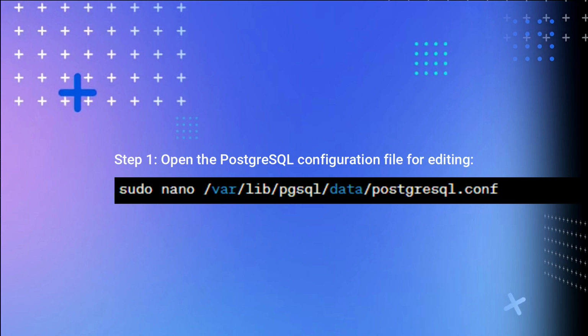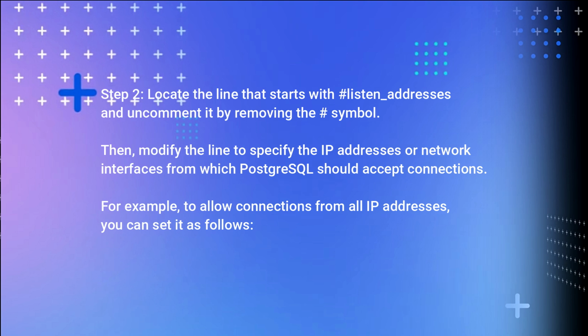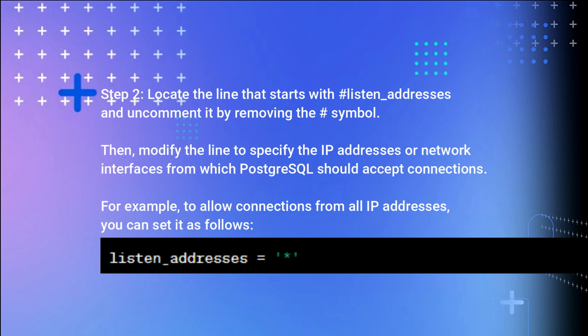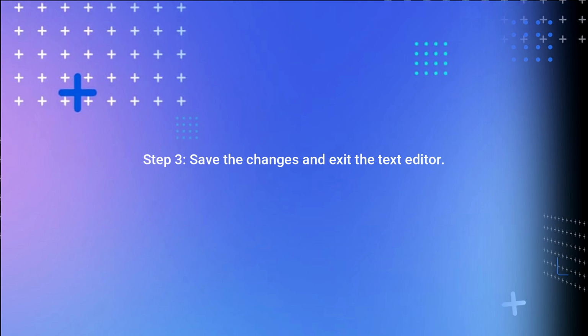Step 1. Open the PostgreSQL configuration file for editing. Step 2. Locate the line that starts with #listen_addresses and uncomment it by removing the hash symbol. Then, modify the line to specify the IP addresses or network interfaces from which PostgreSQL should accept connections. For example, to allow connections from all IP addresses, you can set it as follows. Step 3. Save the changes and exit the text editor.